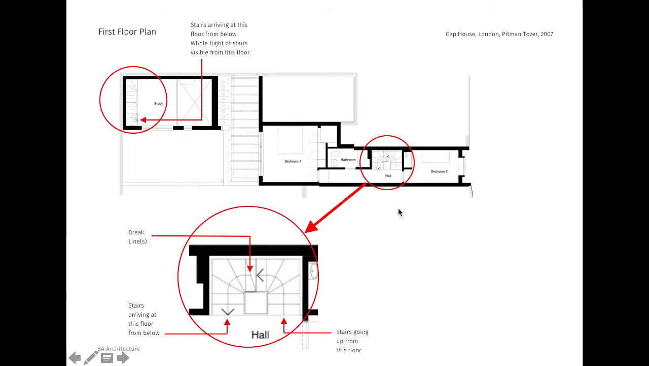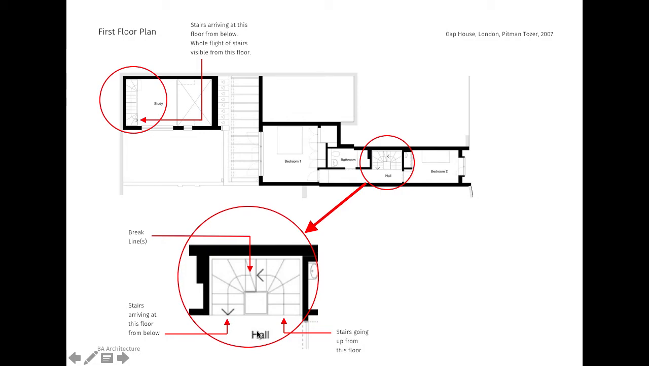And here's our central featured staircase in the middle of the house. And we're on the 1st floor here, so we can see that there's a break line drawn in the way that the stairs are drawn. We can see that the stairs are coming up from the ground floor, arriving at our staircase here. We can see this on the left-hand side with this arrow pointing to the hole.